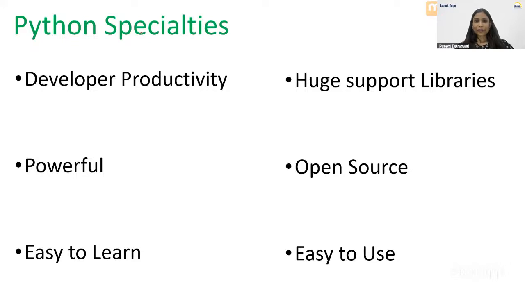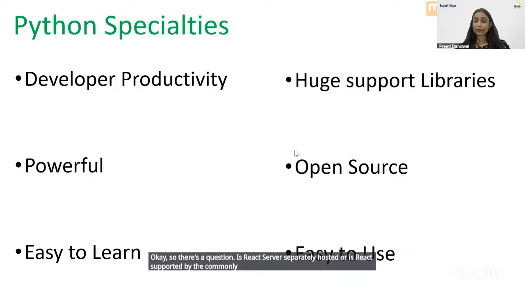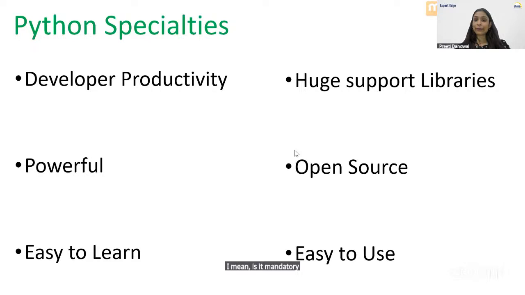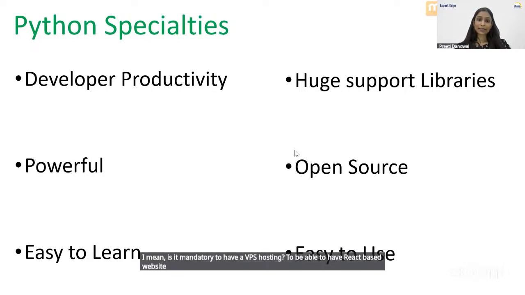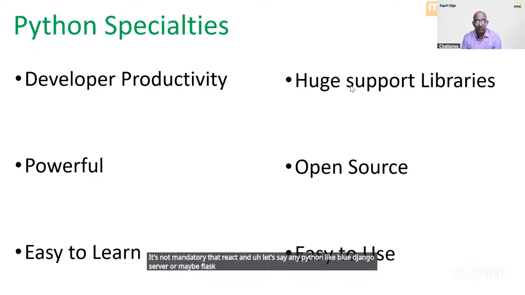Okay, there's a question. Is the React server separately hosted, or is React supported by commonly available shared web hosting services? I mean, is it mandatory to have VPS hosting to be able to have a React based website? It's not mandatory that React and, let's say, a Python server like Django or Flask or FastAPI need to be on the same VPS hosting. You can have them on different machines also.